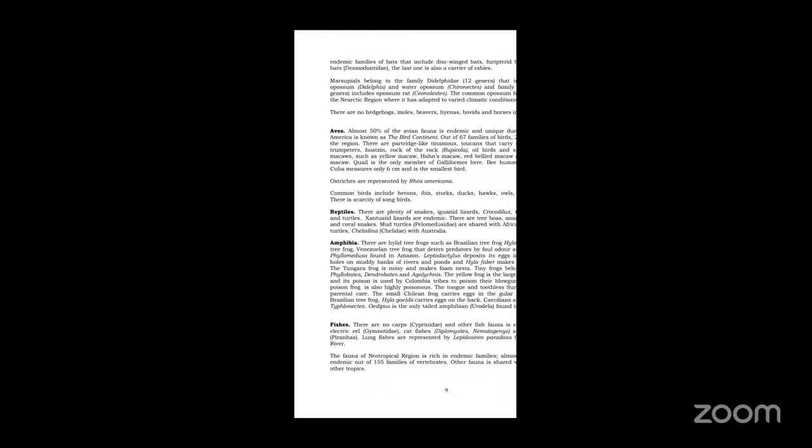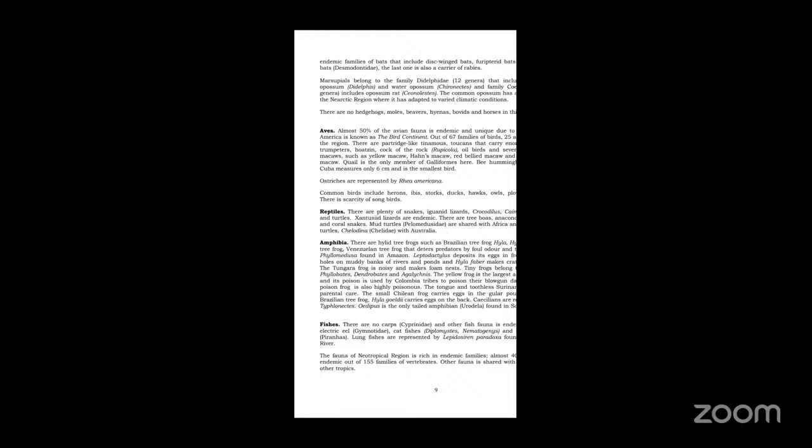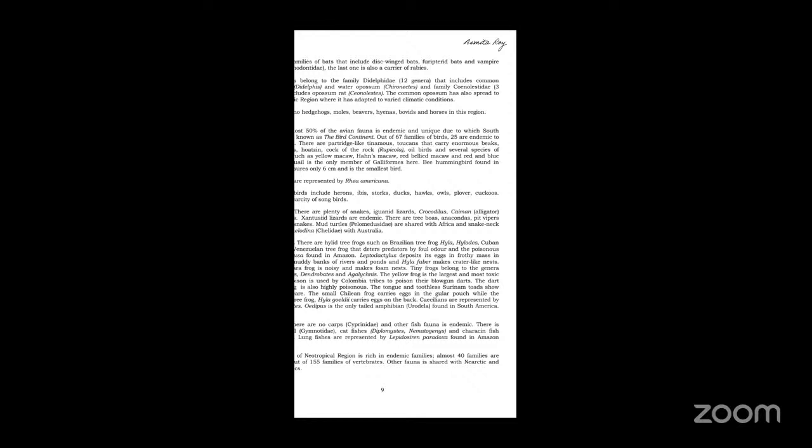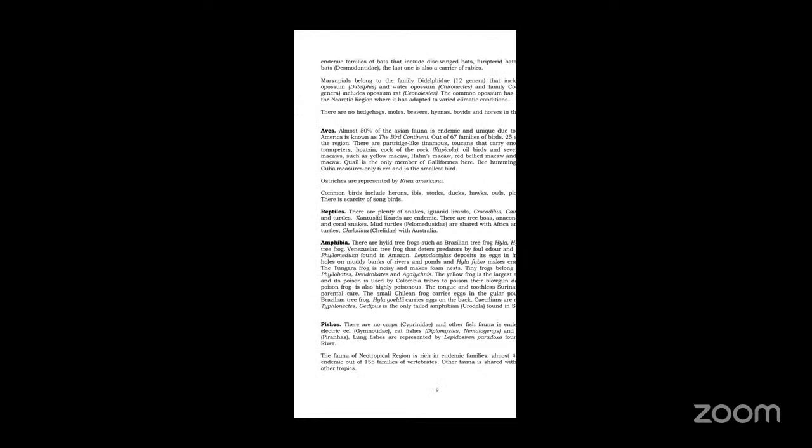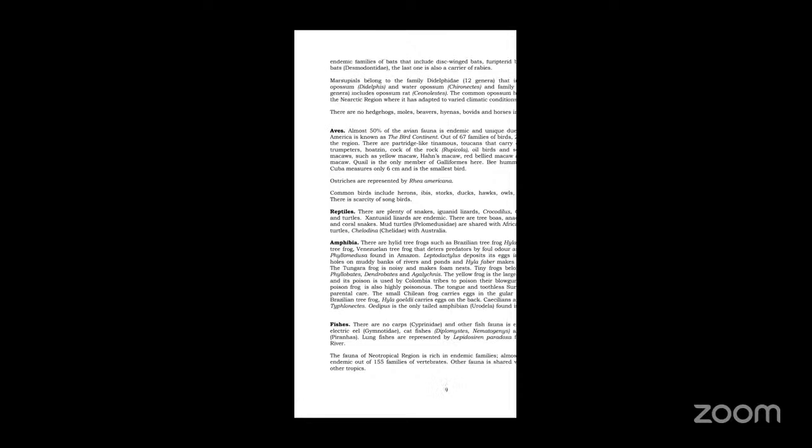So we can say the fauna of this neotropical region is rich in endemic families. About 40 families are endemic out of 155 families of vertebrates. The other fauna is shared with the Nearctic as well as other tropics. So this is about the neotropical region.